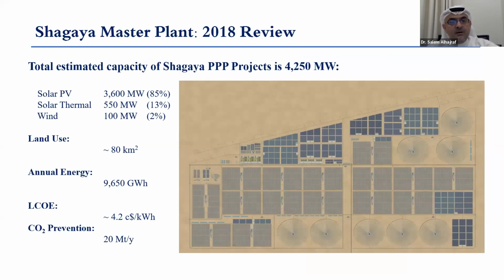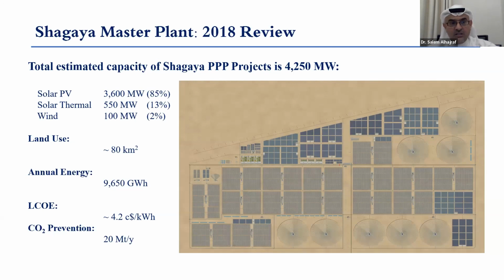The reviewed master plan conducted in 2018 was done mainly because of the improvement in technology, mainly PV, and also the reduction in cost between 2013 and 2017. As a result, the total installed capacity that can be hosted by the park reached about 4,250 megawatt with a mix of technologies.